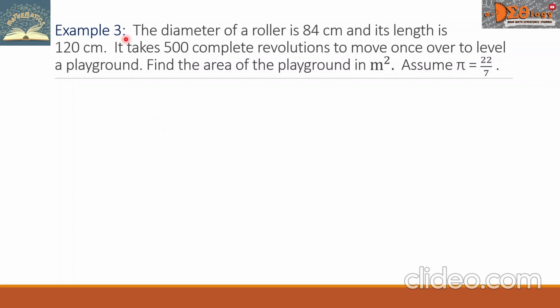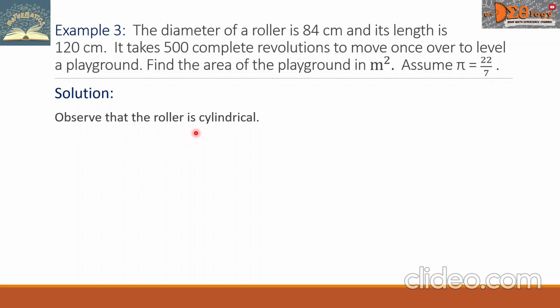Example 3. The diameter of a roller is 84 centimeters and its length is 120 centimeters. It takes 500 complete revolutions to move once over to level a playground. Find the area of the playground in square meters. Assume that pi equals 22 over 7.